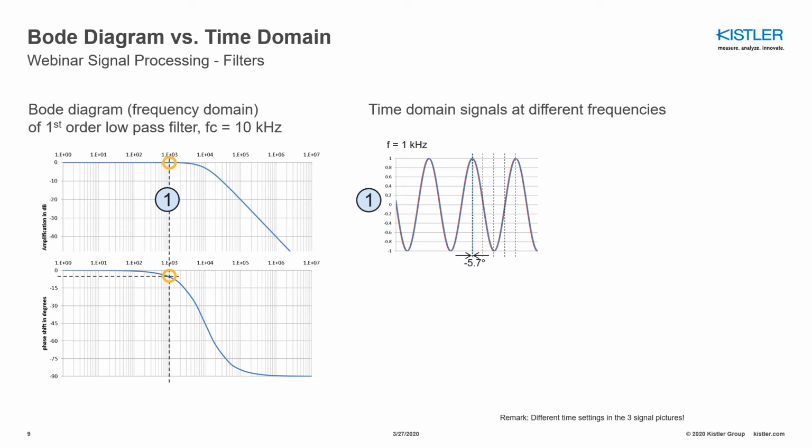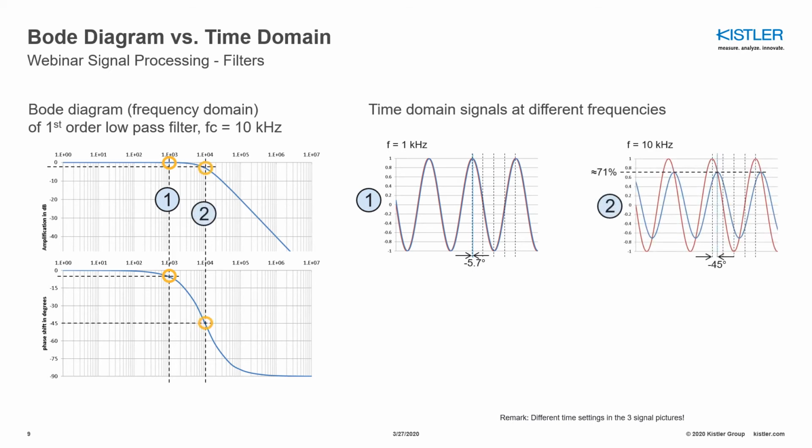Now we are increasing the frequency to point number 2, which is at 10 kHz. Again, we have a look into the Bode diagram on the left side, and we can clearly see that at 10 kHz we are at the -3 dB point. So the amplification is -3 dB. If we have a look into the phase response, we see that at 10 kHz we have a phase shift of -45 degrees.